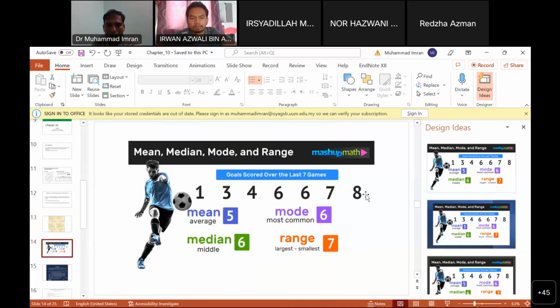On this one, we can calculate the mean: 1 plus 3 plus 4 plus 6 plus 6 plus 7 plus 8, divided by 1, 2, 3, 4, 5, 6, 7, so divided by 7. The answer is 5. Mode is the number repeating most often, 6. And the median, the center one, 6. And the range: the highest one is 8, minus 1, will be 7. How much difference between 1 and 8? 7.